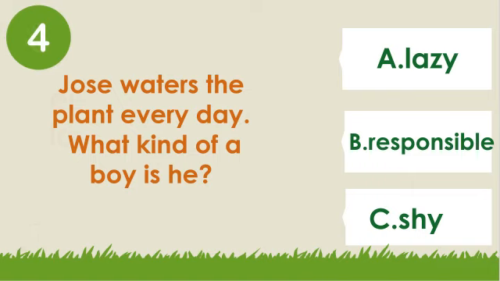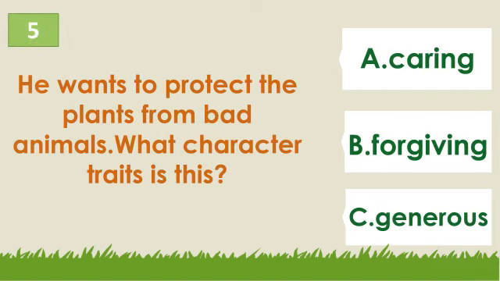Number 4. Jose waters the plant every day. What kind of boy is he? A. Lazy. B. Responsible. C. Shy. The correct answer is letter B. Responsible. And the last number, he wants to protect the plants from bad animals. What character trait is this? A. Caring. B. Forgiving. C. Generous. The correct answer is letter A. Caring.